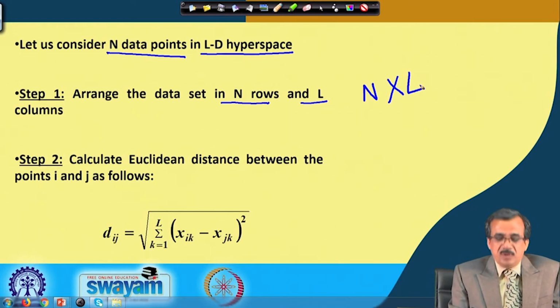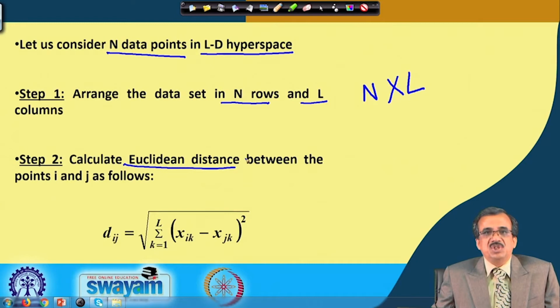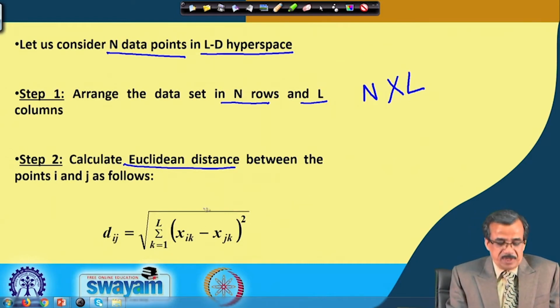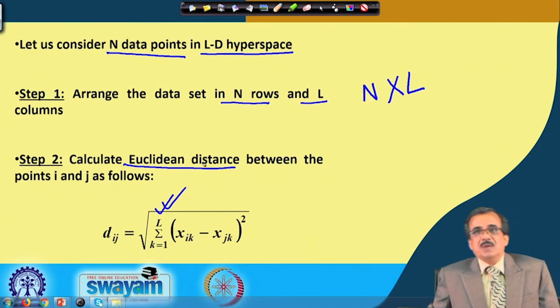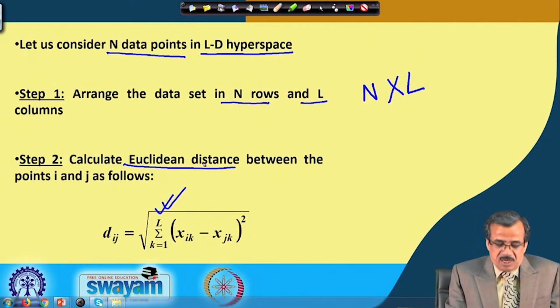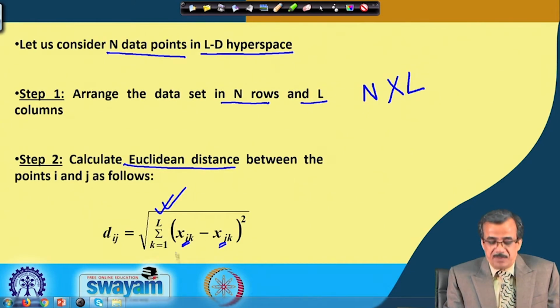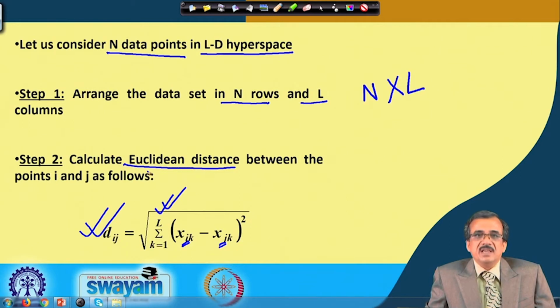Now, step 2: we calculate the Euclidean distance between the two data points i and j, using this well known formula. d_ij is the square root of the summation over k equals 1 to L of (x_ik minus x_jk) squared. It is very simple. Here k varies from 1 to L, where L is the total number of dimensions, and I have two points, i and j. Dimension-wise we find the difference, square it, add them up, and take the square root. This is the way we calculate the Euclidean distance between the two points i and j.